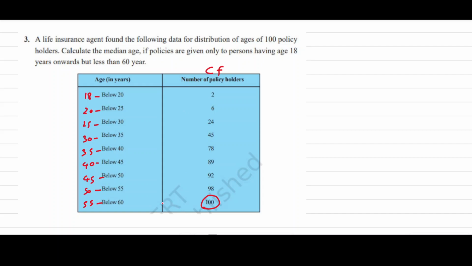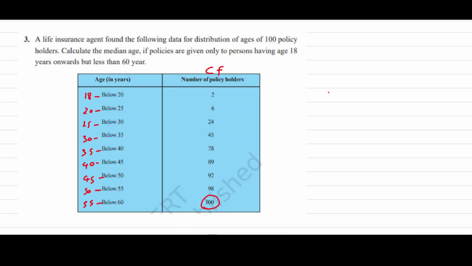Now if we try to find out the value of the frequency, then for CF we add it. For F we should start from below. 100 minus 98, here 2 will come, then 6, then this is the process. But it is not necessary to find out the median age, then we will use this condition.